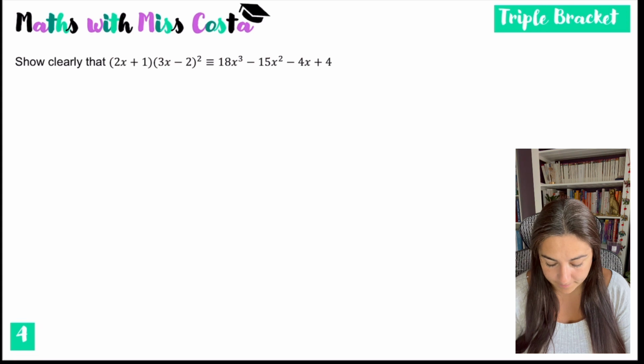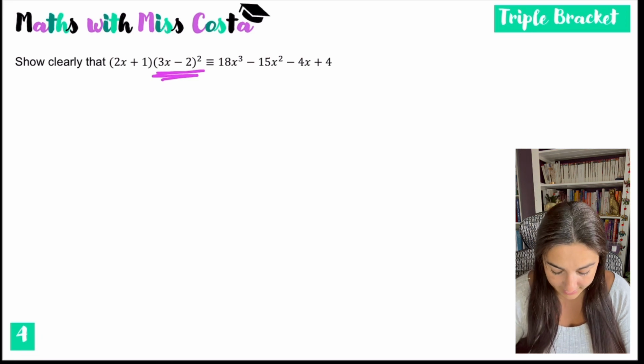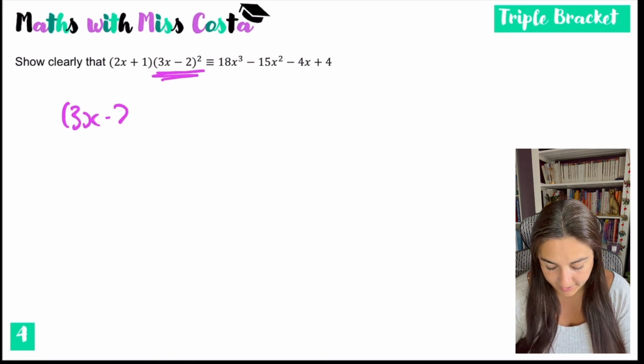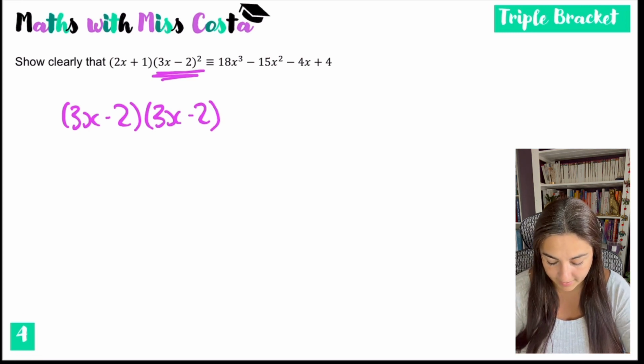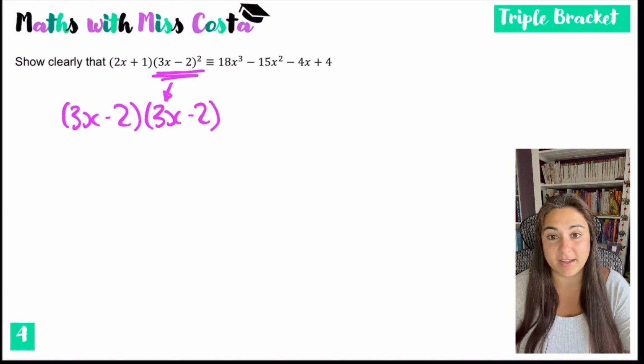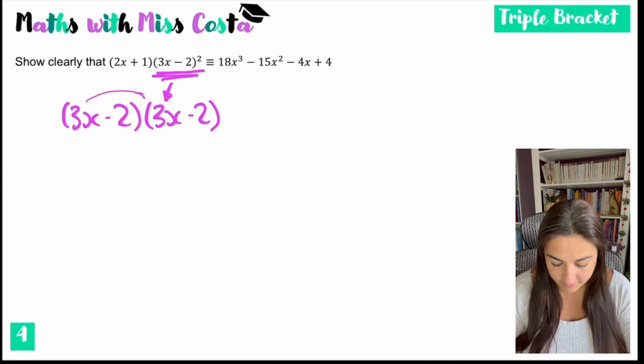Now, what you need to notice is this is a triple bracket because over here, that's actually a double bracket. So 3x take 2 squared would be written like this. So sometimes people might not pick up on that. So don't be fooled. Squared means the whole thing is being multiplied by itself. So let's expand that, and you can do that however you like.